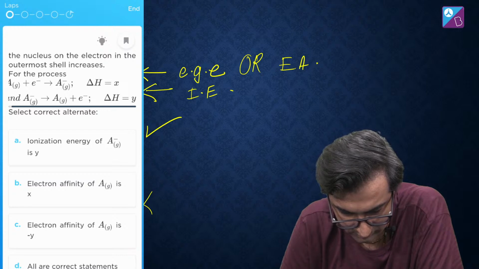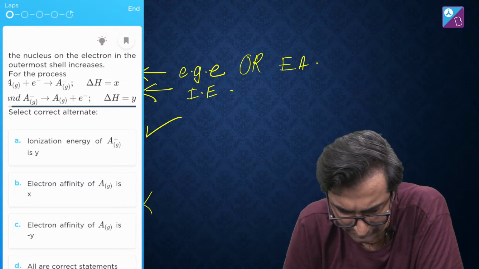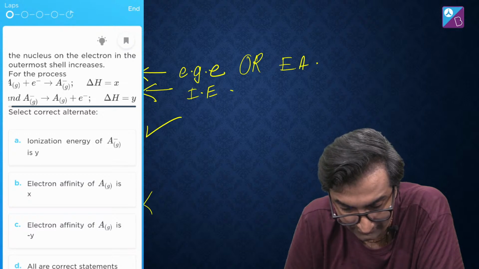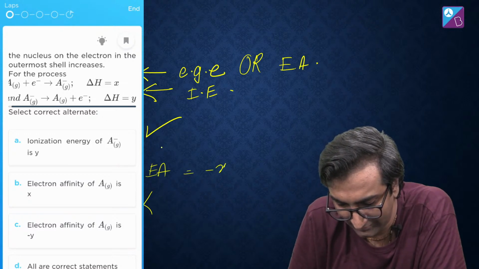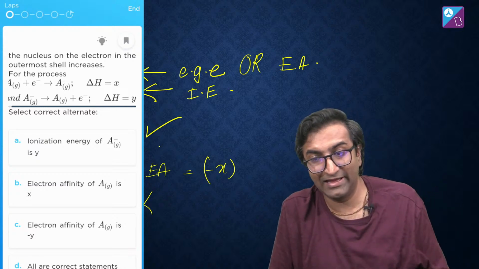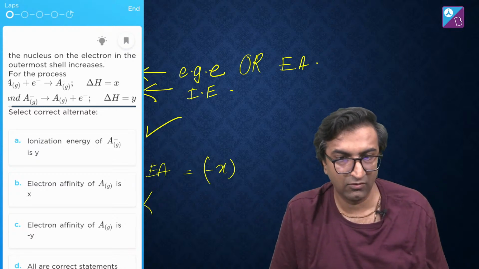This is wrong. All are correct statements. It's only A that's correct. Electron affinity of A is X. Well, technically, electron affinity of A should be minus X. I think so, because electron gain enthalpy is X, but electron affinity will be minus X.